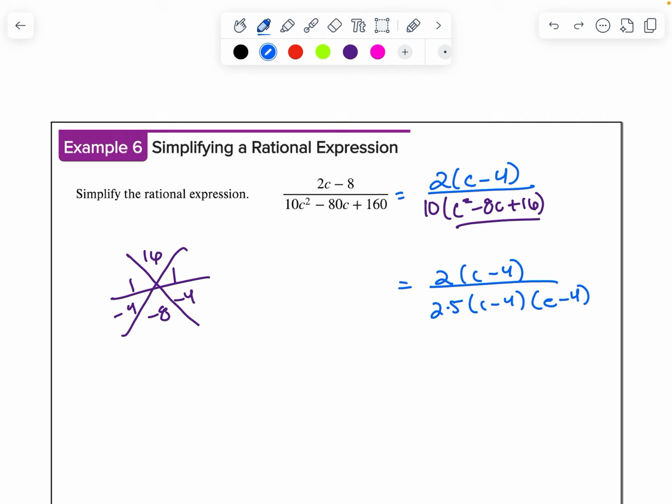Do you see things that match up? We should see a 2 and a 2, C minus 4 and a C minus 4. I'm left with nothing on the top, and remember I said if there's nothing left, we're going to leave it as a 1. And on the bottom, a 5 and a C minus 4.